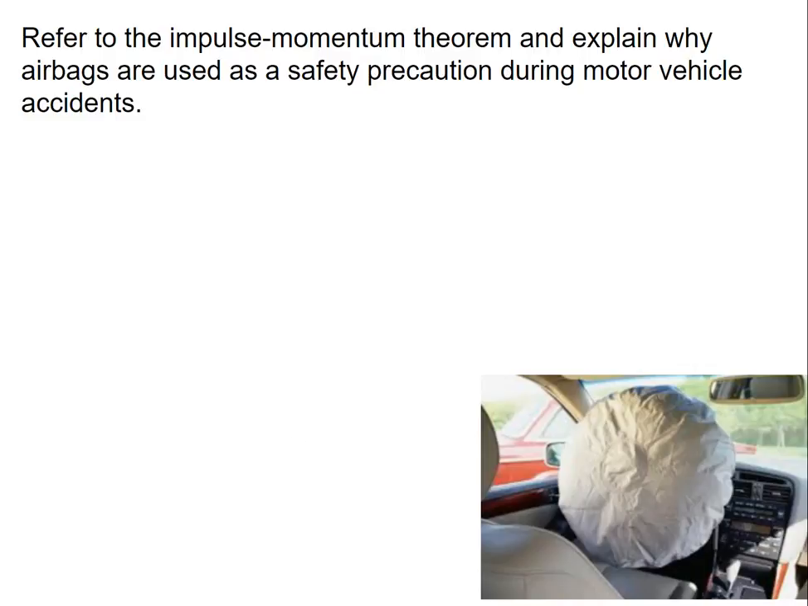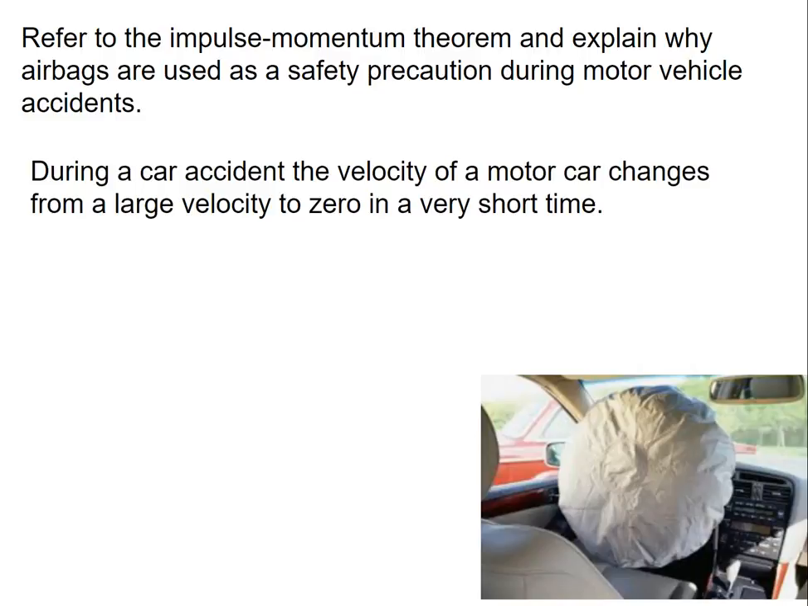Refer to the impulse momentum theorem and explain why airbags are used as a safety precaution during a motor vehicle accident. Okay, now the first thing that we know during an accident is you're going to go from whatever speed you have to 0 in a short time. So your change in momentum is going to be quite severe. That is one of the reasons why you get these slogans that say speed kills.